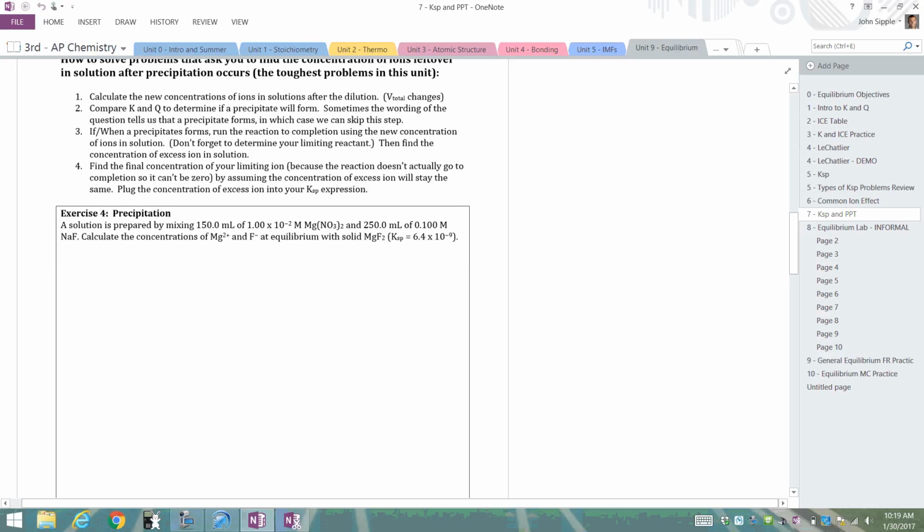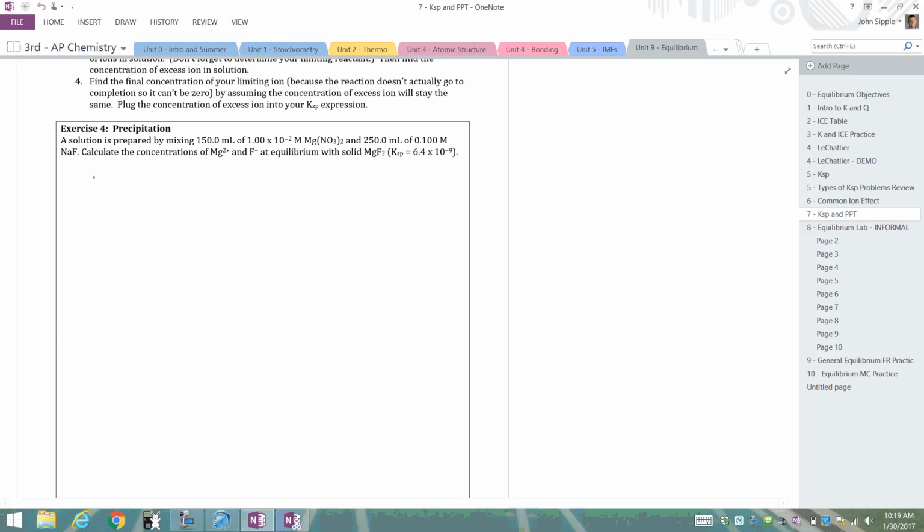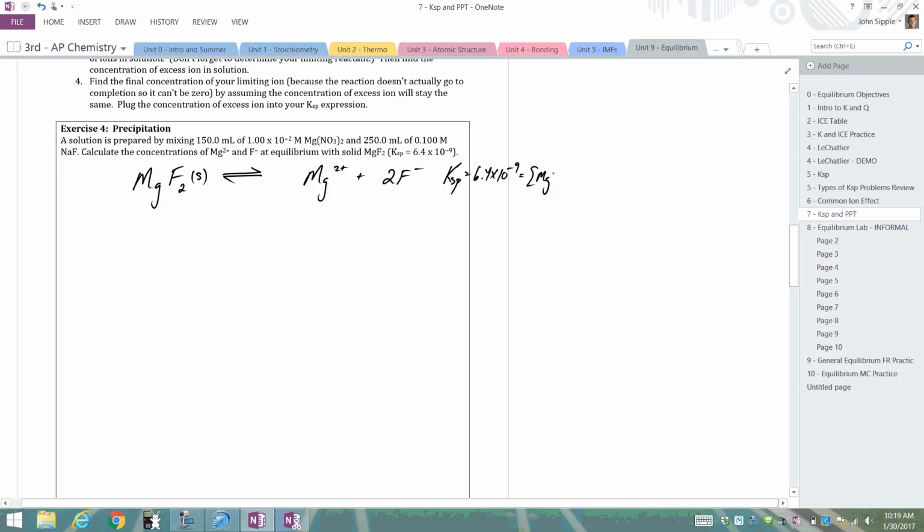Just like in our last problem, we've got our formula of magnesium fluoride, our KSP reaction here to fluorides. Our KSP is equal to 6.4 times 10 to the minus 9, and that's equal to the concentration of magnesium 2 plus times the concentration of fluoride squared.